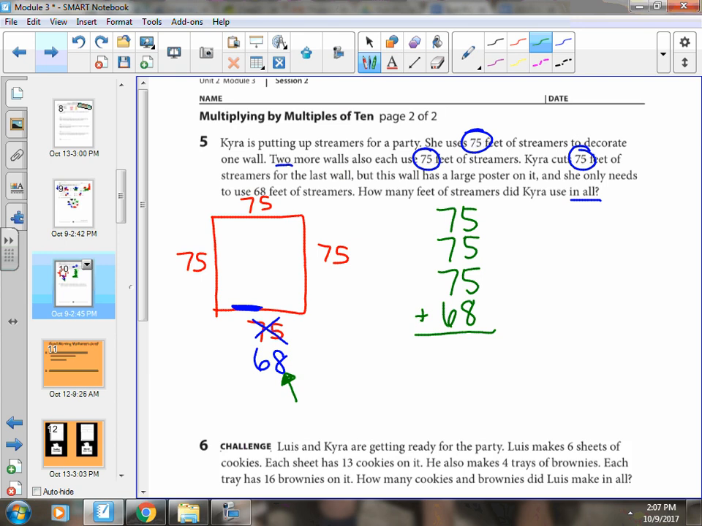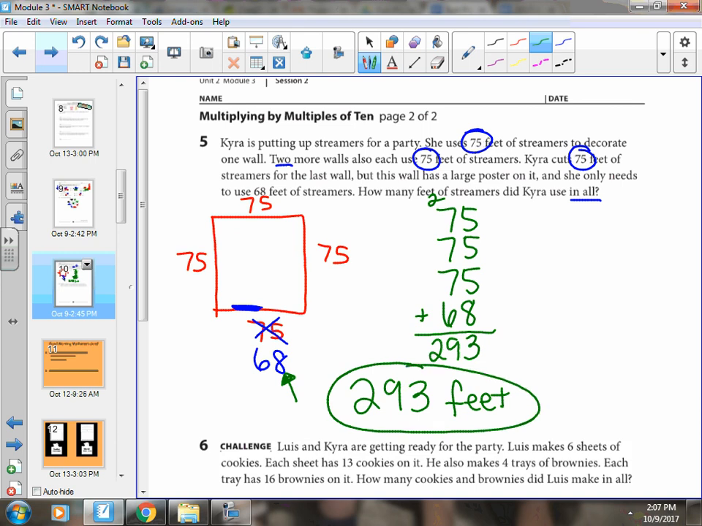The ones column, 5 plus 5 plus 5 is 15, plus 8 is 23. 7 plus 7 plus 7 is 21, plus 6 is 27, 28, 29. 293. So that's my answer. She needs 293 feet of streamers. Because we're just talking about the length of streamers, so just plain feet.